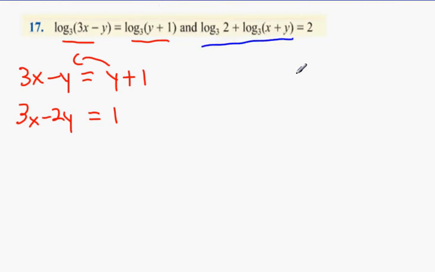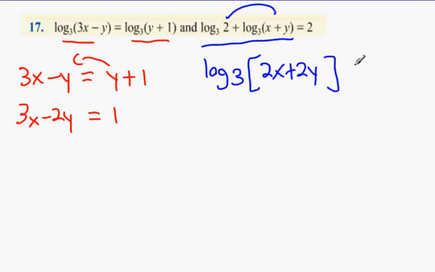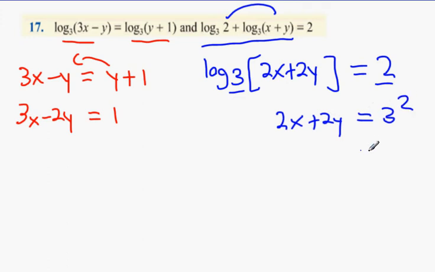Okay, now we're going to do the blue one, which is this one here. We'll once again notice that they have the same base. We can do the multiplication rule, which will get me log to the base 3, multiply 2 by x and 2 by y, we get 2x plus 2y, and that all equals 2. Please remember that's the base number, that's the power. This will mean that 2x plus 2y equals 3 to the power 2. 3 to the power 2 is 9.